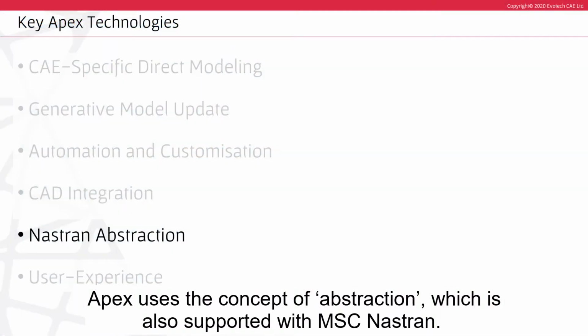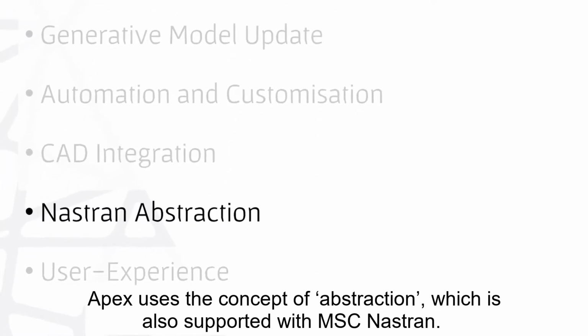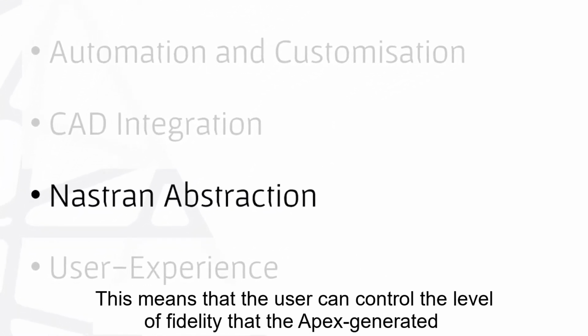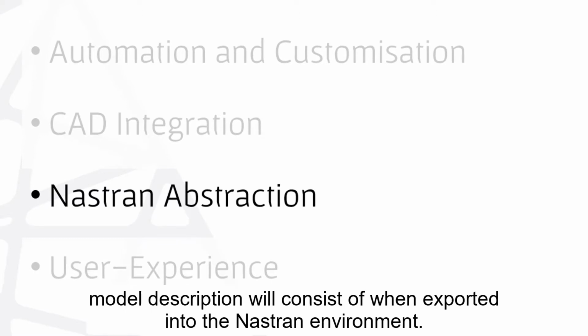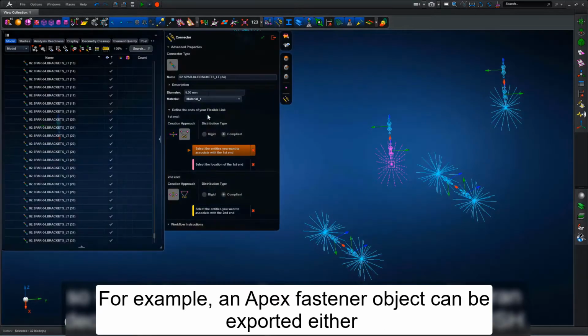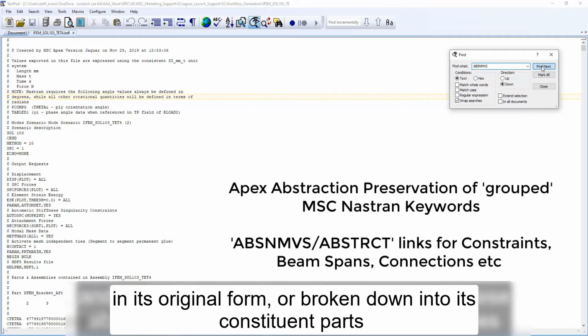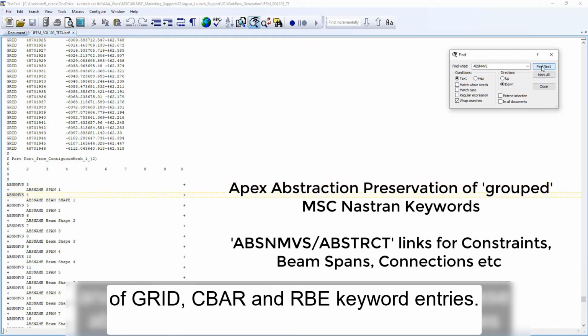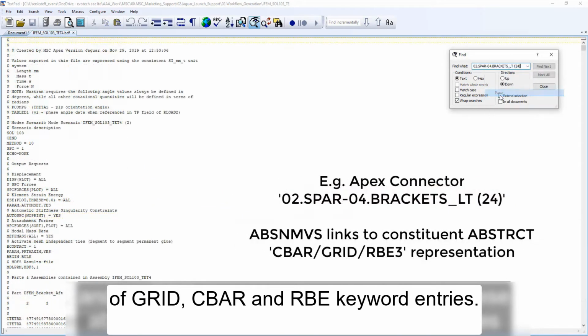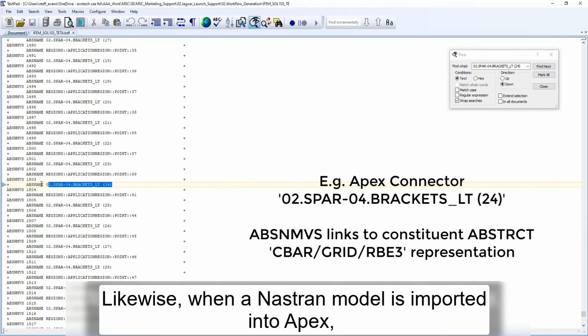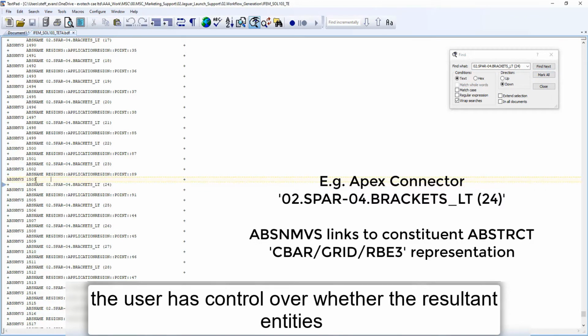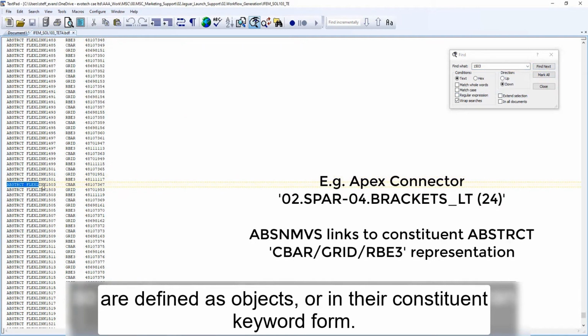Apex uses the concept of abstraction, which is also supported with MSC Nastran. This means that the user can control the level of fidelity that the Apex-generated model description will consist of when exported into the Nastran environment. For example, an Apex fastener object can be exported either in its original form or broken into its constituent parts of grid, CBAR, and RBE keyword entries. Likewise, when a Nastran model is imported into Apex, the user has control over whether the resultant entities are defined as objects or in their constituent keyword form.